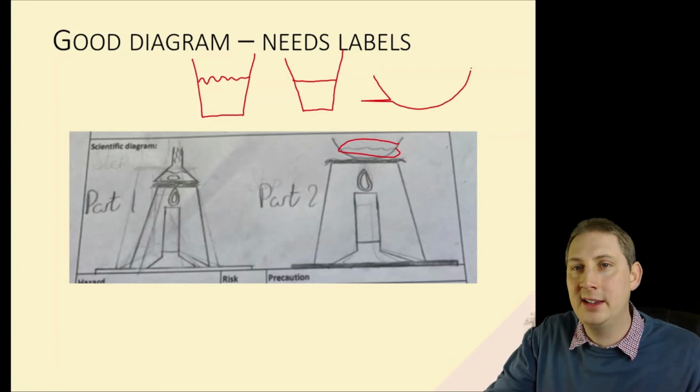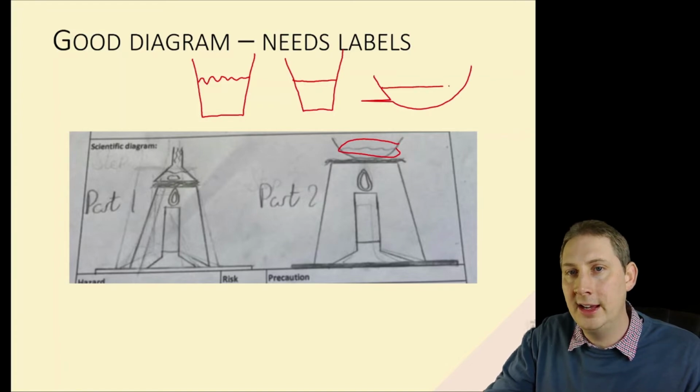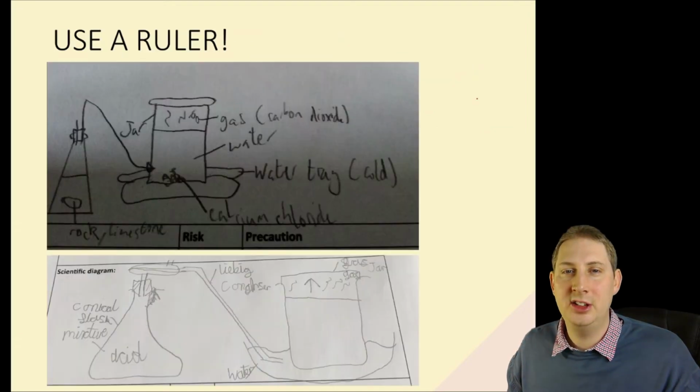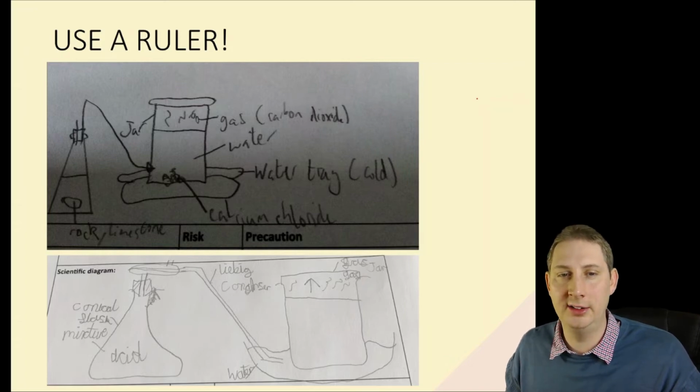We've got an evaporating basin, the liquid level would be flat. It's also not labelled. A scientific diagram needs to be labelled. Here's two scientific diagrams that are getting better, but they should be drawn with a ruler. Don't draw them freehand. You need to draw them with a ruler where appropriate. And almost all of this can be done with straight lines, not freehand.